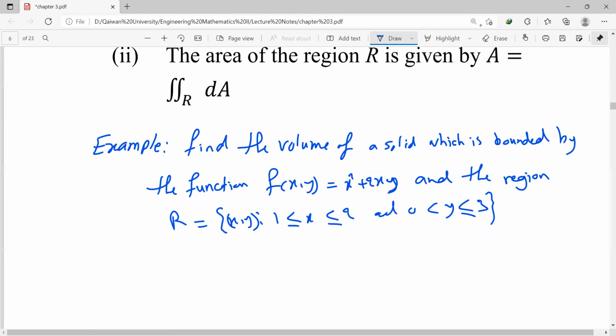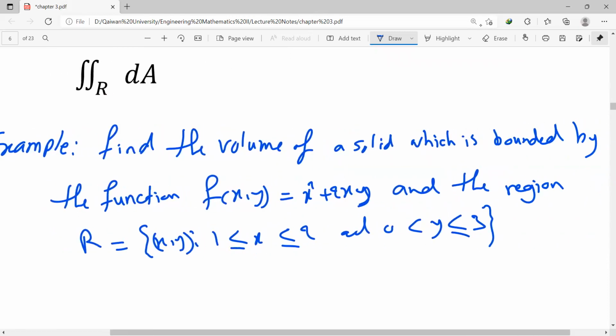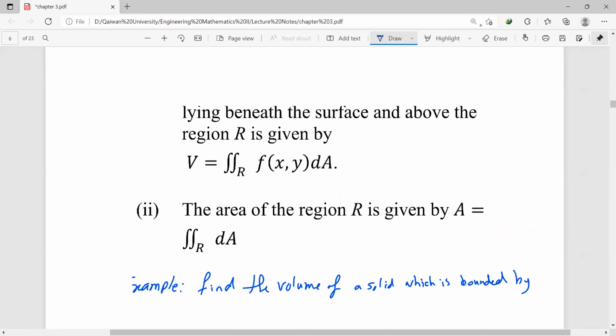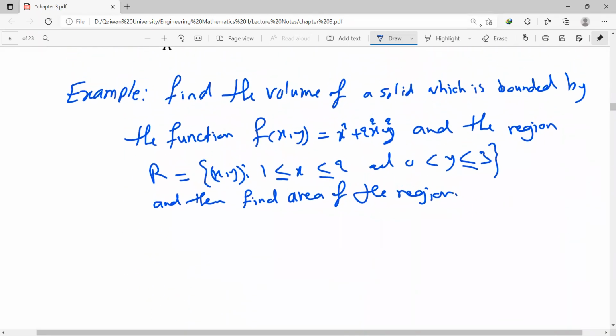We have this example. It says, find the volume of a solid which is bounded by the function f of xy, which is x squared plus 2, let's say, x squared y squared, and the region R, which is x from 1 to 2 and y from 0 to 3. And then find the area of the region. This is all what we talked about in this theorem. We have been given the function, and we also have been given the limits of x and y. x is from 1 to 2, and y is from 0 to 3.